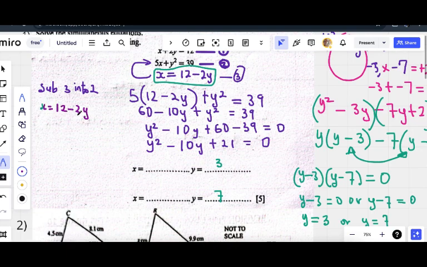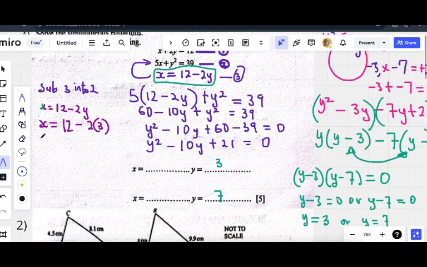To find my first x, I replace y with the first value of y. So I'll have x equal to 12 minus 2 times 3, 2 multiplied by 3. In this case, for the multiplication, I can just use brackets to show that it's a multiplication. Which 3? This value of y. That's where I got the 3 from.